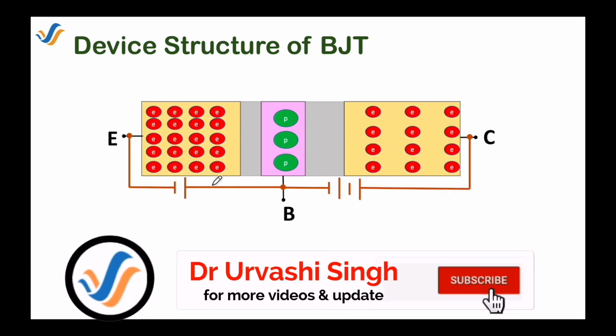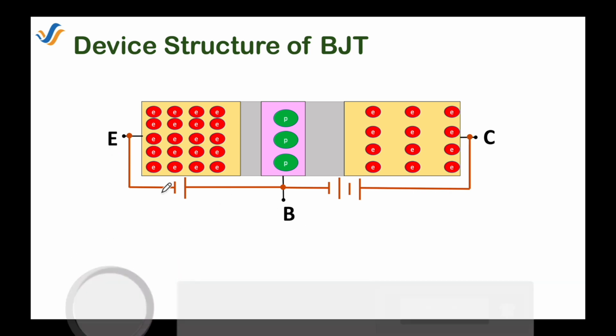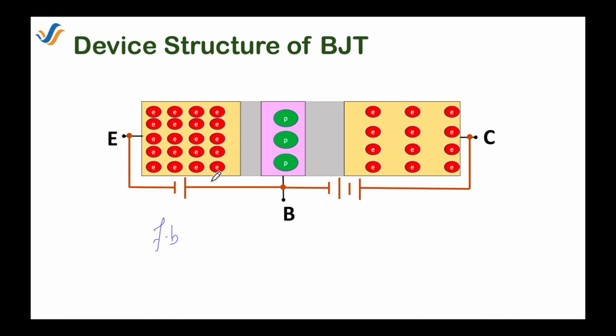In the BJT, DC biasing is also required to establish the proper region of operation for AC amplification. For AC amplification, the emitter base junction should be forward biased and the collector base junction should be reverse biased. So this is all about the BJT structure. Now let's see its circuit symbol.